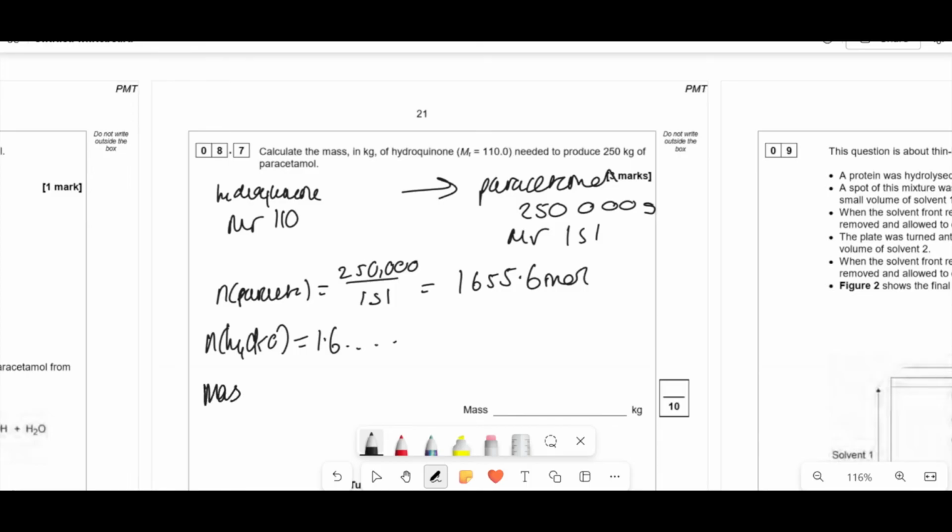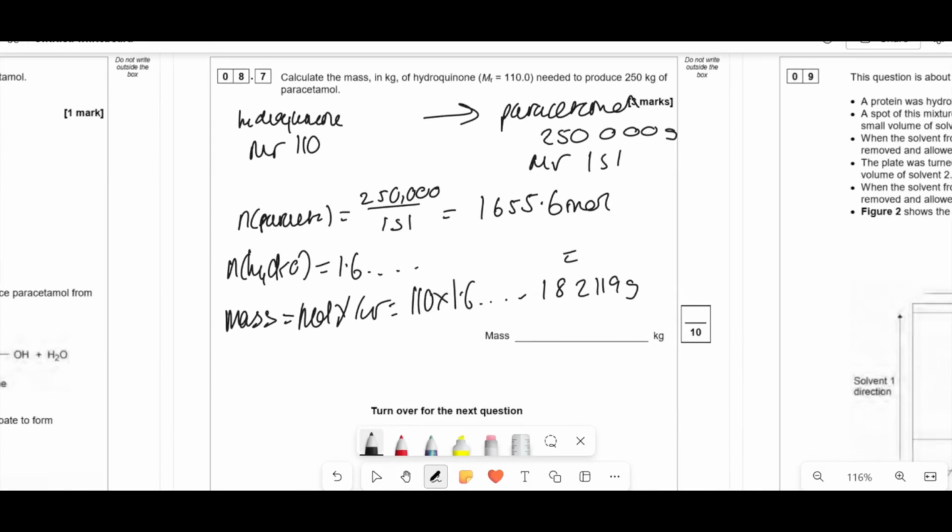Therefore, the mass of the hydroquinone is going to be moles times the MR, which is going to be 110 times the 1655.6 that we just worked out. If we do that, we get 182,119 grams, right? But they want it in kilograms, so you divide it by 1,000. But then we also want to follow the same number of significant figures as in the question. So it's going to be kilograms, but we're just going to stick it to 182 like that.